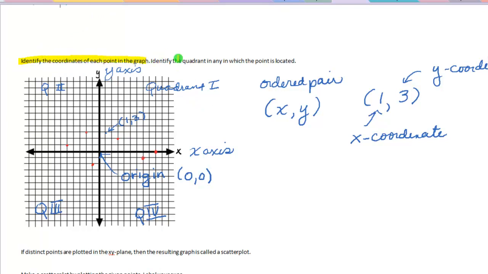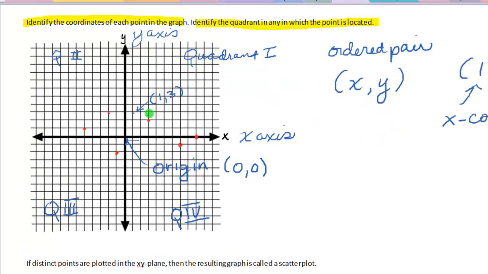Now, we've got some other red points here on our example, and we're going to identify the coordinates of each point, and then identify the quadrant, if any, in which the point is located. Let's start with this first point here. This point, as you know, is in quadrant number 1, and its x-coordinate is positive 3, and then up 2 for y, so 3, 2. That's our ordered pair for that point.